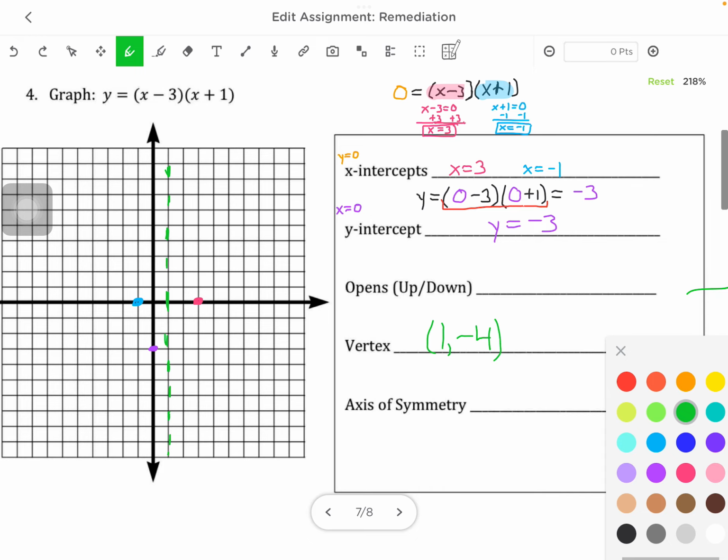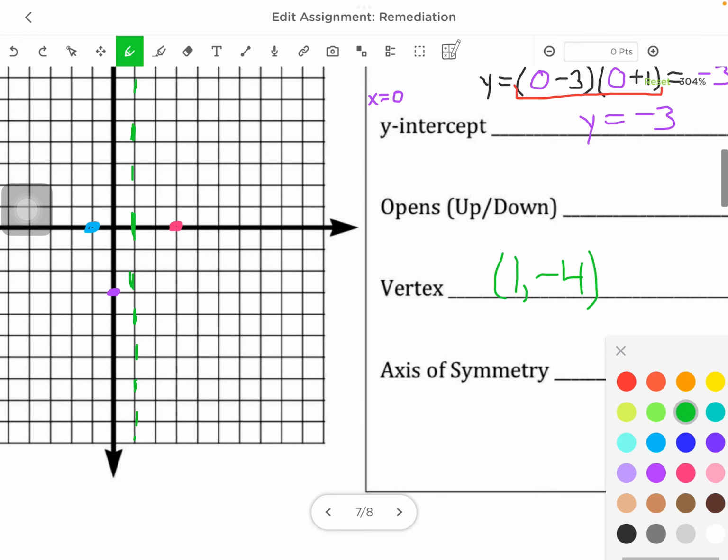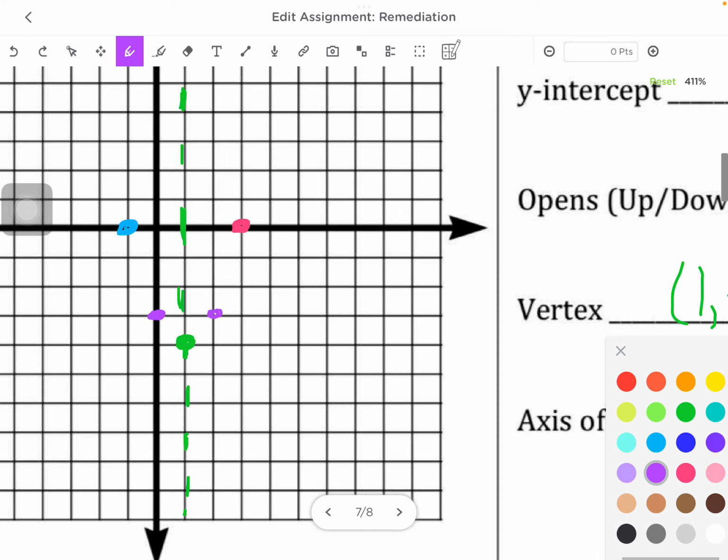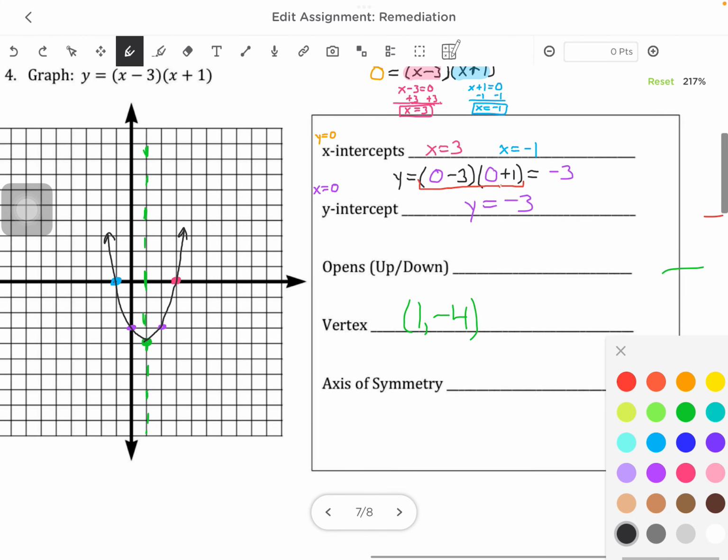So I wrote that in. Okay, I'm going to graph (1, -4) right now. It's that big green point right there. All right, another purple point right over there too. And it's time to graph the parabola. So remember, curvy and going up and to the right, curvy going up and to the left. This is going to be my parabola.